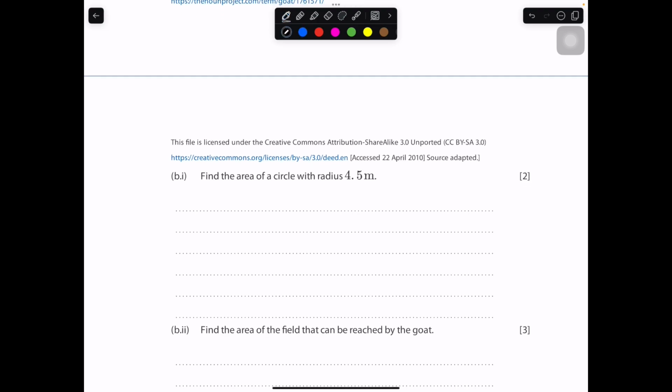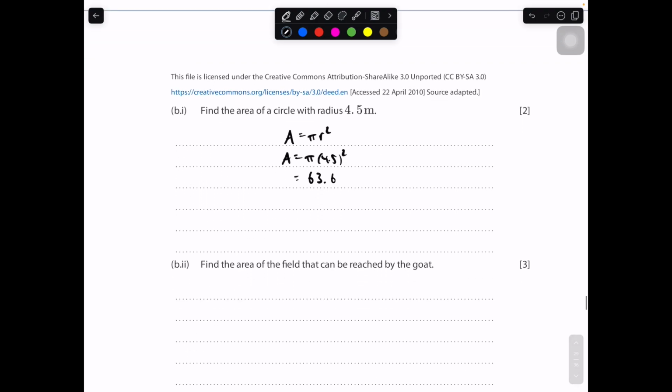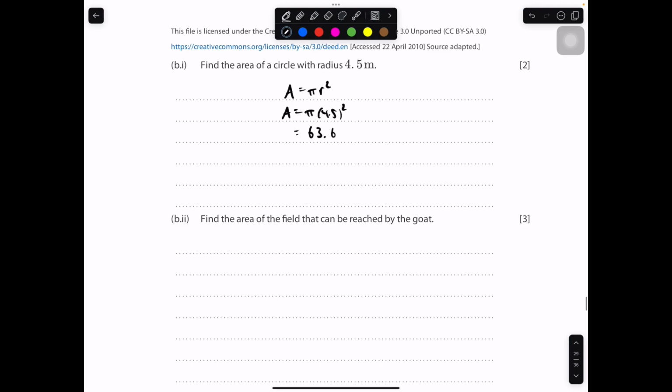I guess it's an example of paper 2 questions also having discrete portions. So area is equal to pi r squared. Area is equal to pi times 4.5 squared. Nice kind of question, I suppose. 4.5 squared times pi gives us a value of 63.6 meters squared. Nice, generous 2-mark question. Next: find the area of the field that can be reached by the goat.